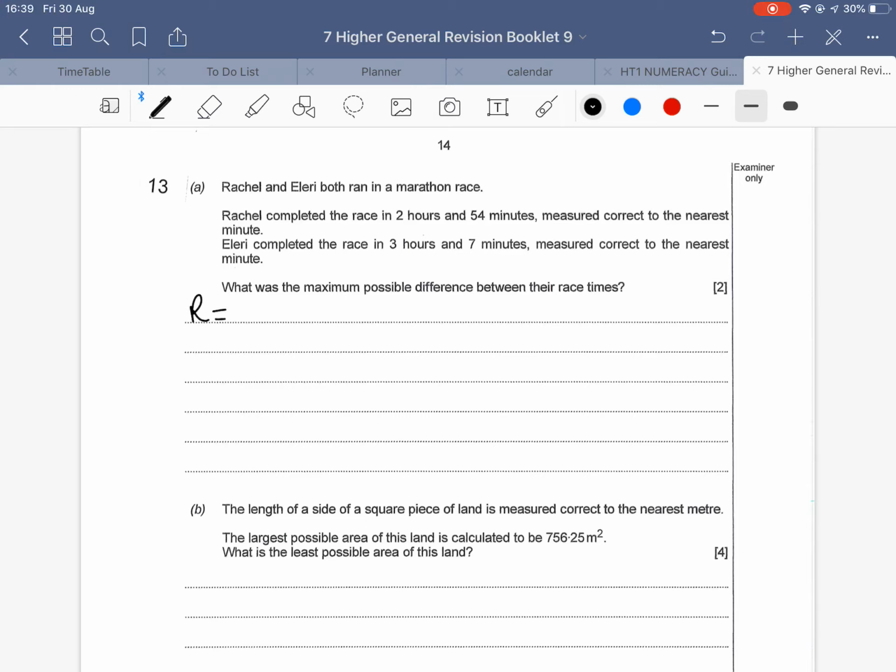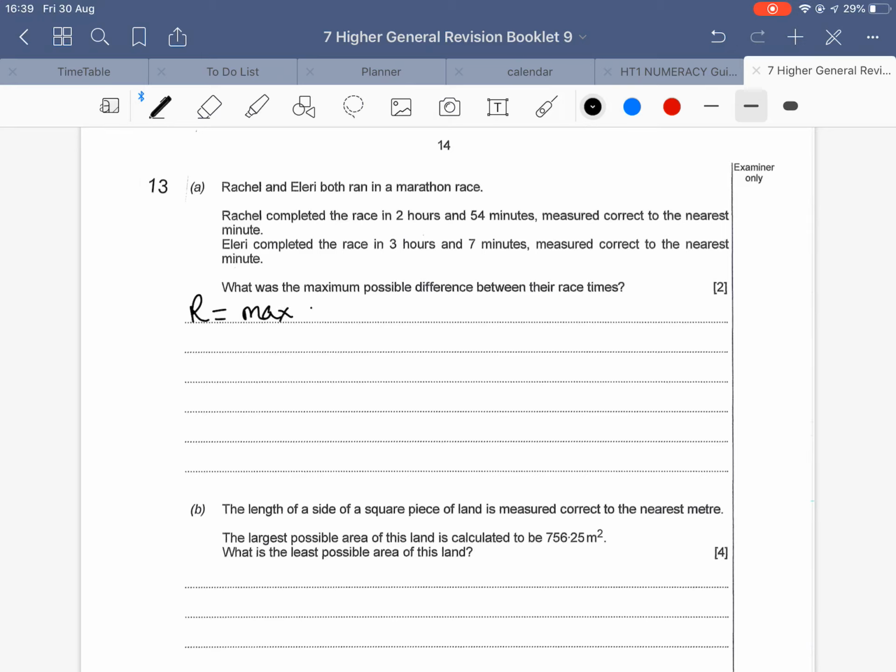So what did Rachel and O'Leary do? Their maximum and minimum, and then I'll show you which one you should use. You should only need Rachel's minimum and O'Leary's maximum. So Rachel's maximum, obviously, is correct to the nearest minute. So to do upper and lower bounds, you half what it's nearest to. So nearest minute is obviously 0.5. And then you add it on and take it away for the maximum and minimum.